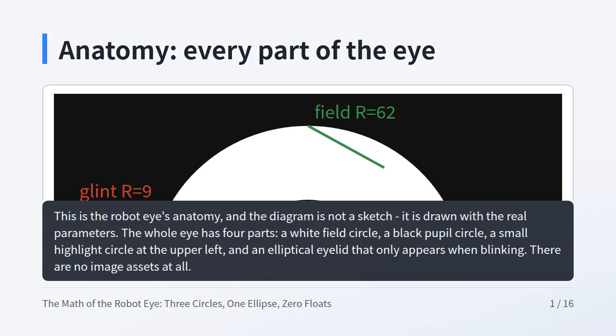This is the robot eye's anatomy, and the diagram is not a sketch, it is drawn with the real parameters. The whole eye has 4 parts, a white field circle, a black pupil circle, a small highlight circle at the upper left, and an elliptical eyelid that only appears when blinking. There are no image assets at all.